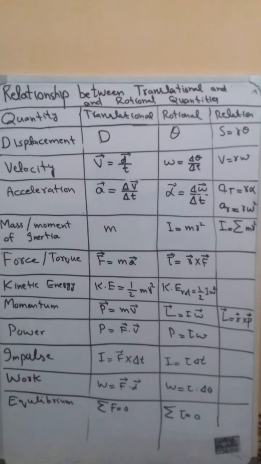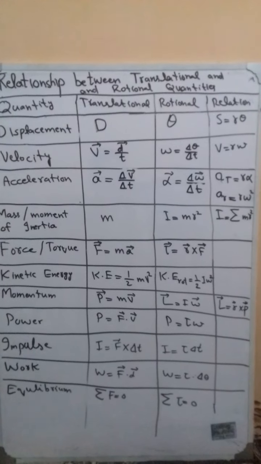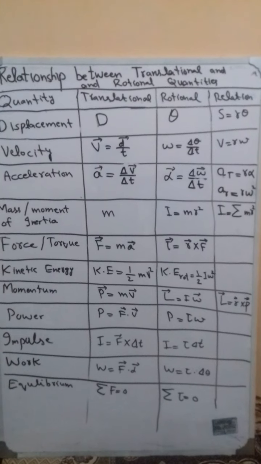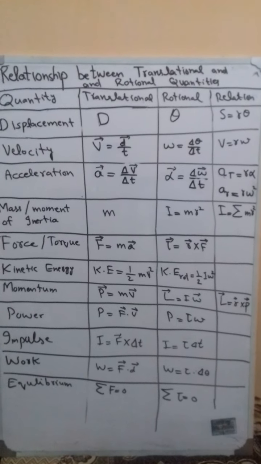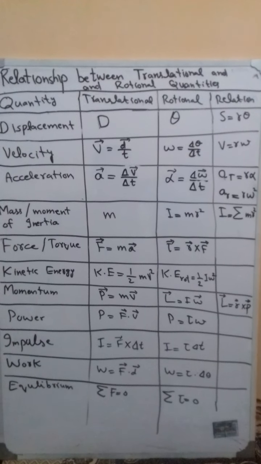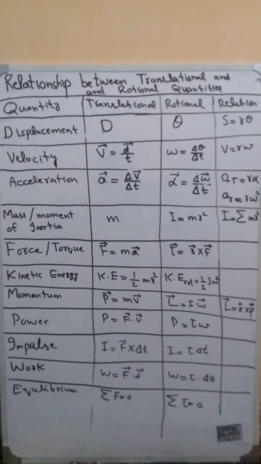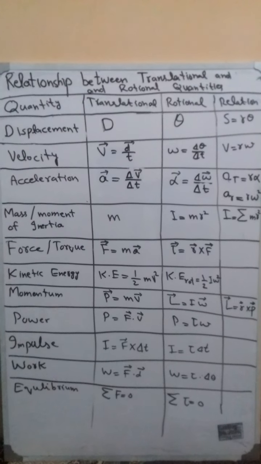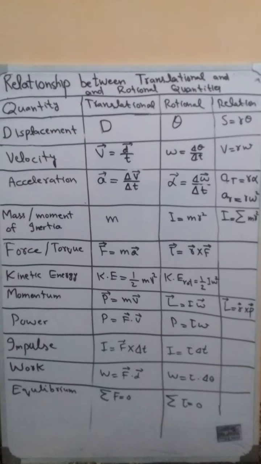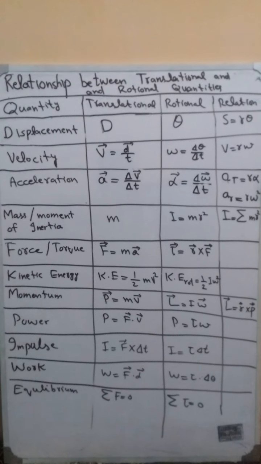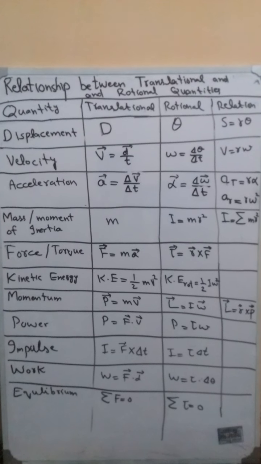One important tip is that when r appears in a formula with a cross product, you can call it a moment. For example, tau is equal to r cross F. Here r is the radius, and I call it the moment of force.